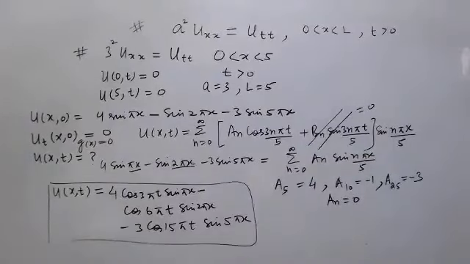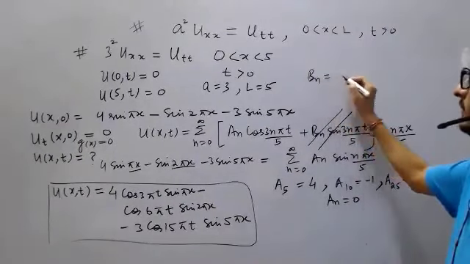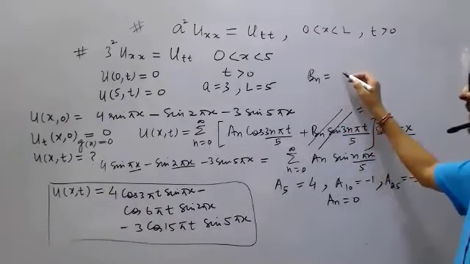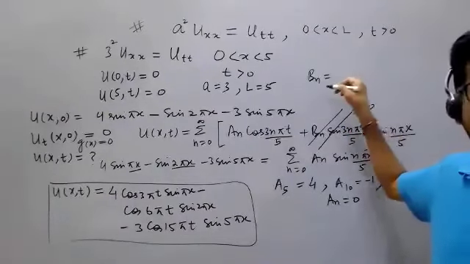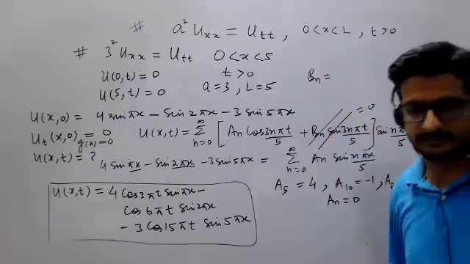Sir, please tell why Bn is tending to 0? How do you calculate Bn? Integration of gx. So gx became 0, so what will Bn be? Okay, sir.